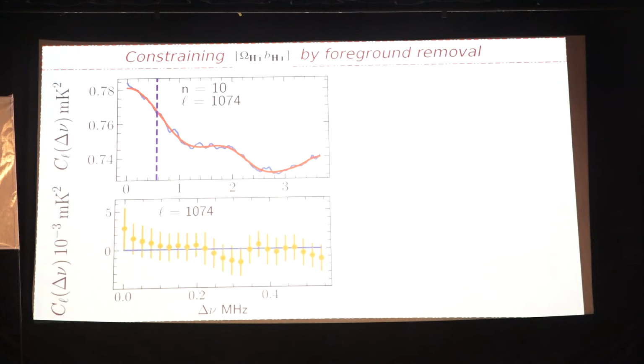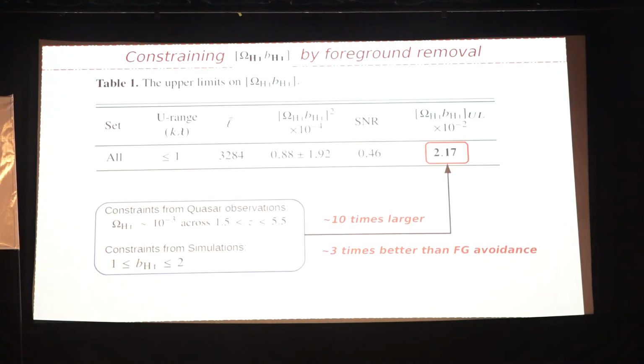We have done this for multiple L values and combined them together using a maximum likelihood estimator, and this is the limit we get. We use the baseline range within 1 kilo lambda, and the average L value is this for the L we have considered. The omega HI b HI value we get is around 8.8 times 10 to the minus 3, and the noise is much higher than the signal with an SNR of around 0.5, and the best upper limit we get is 2.2 times 10 to the minus 2.